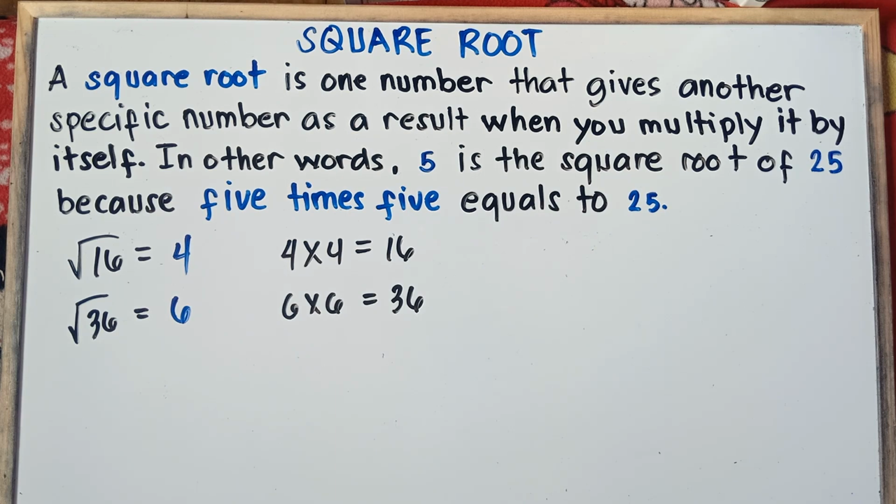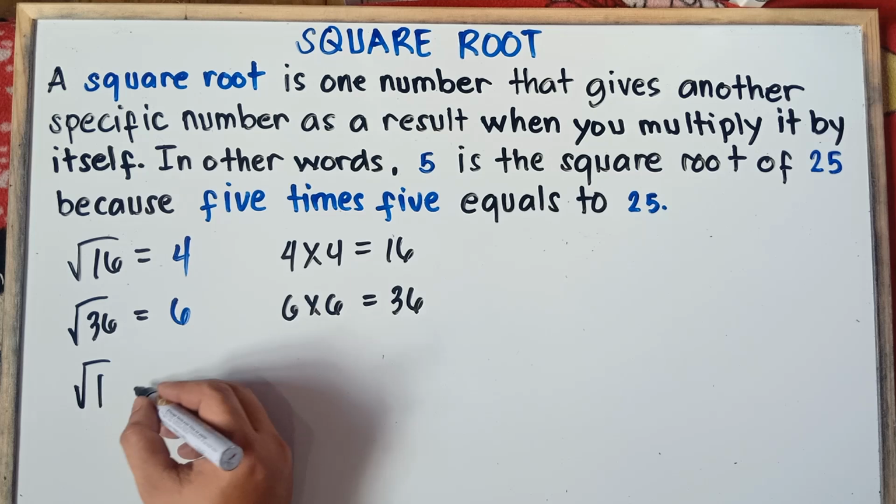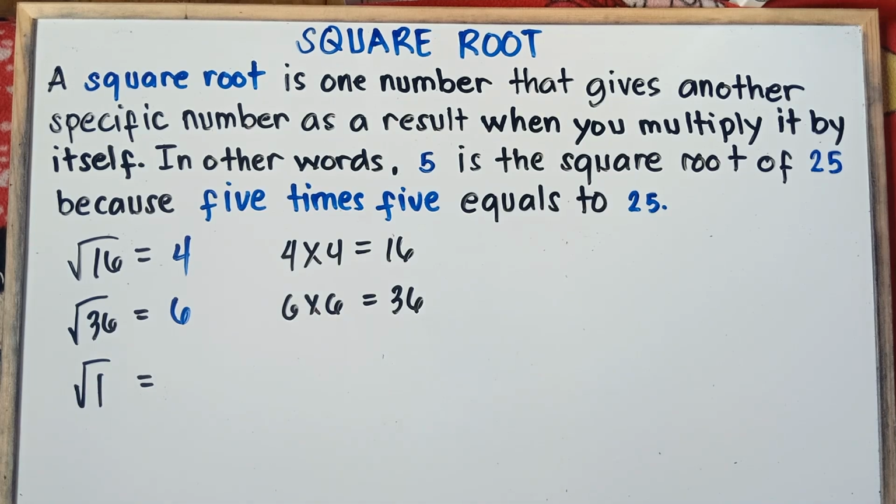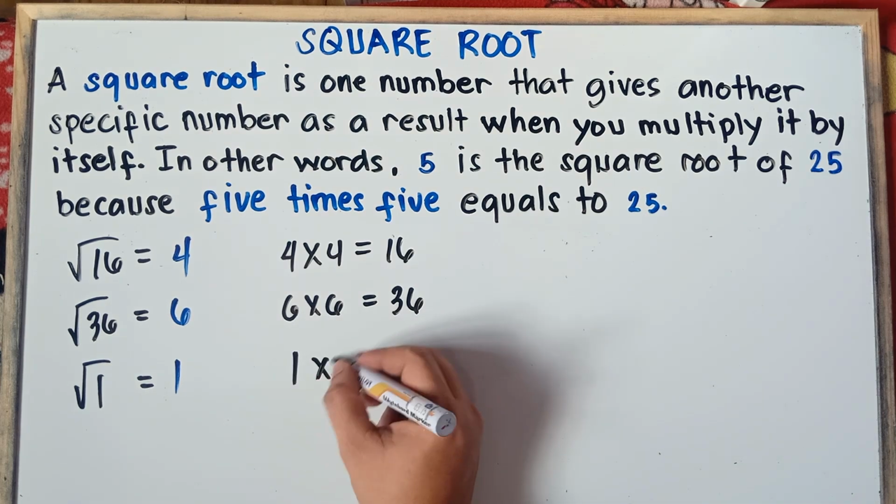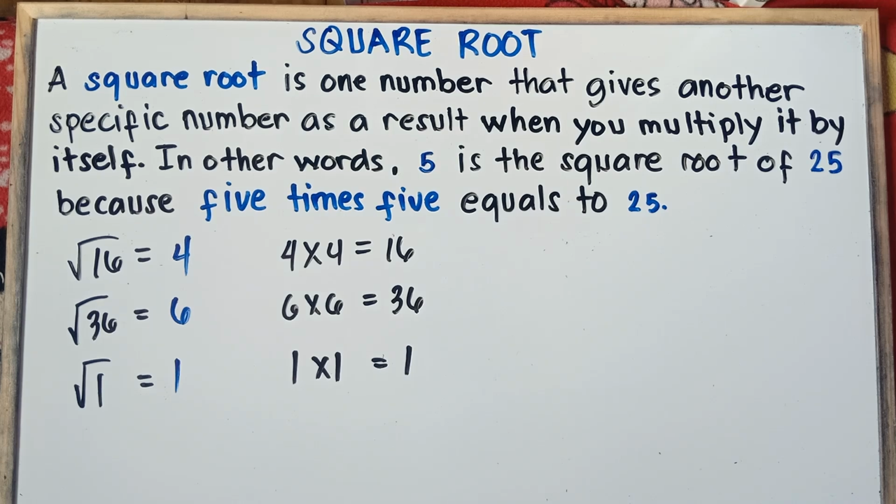Now, last example, class: if I say the square root of 1, what would be the square root of 1? That's correct. The square root of 1 is 1. Why is that, sir? Because 1 times 1, the answer is 1. So therefore, the square root of 1 is 1.